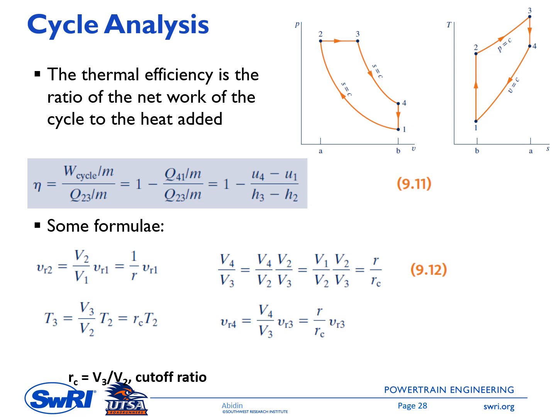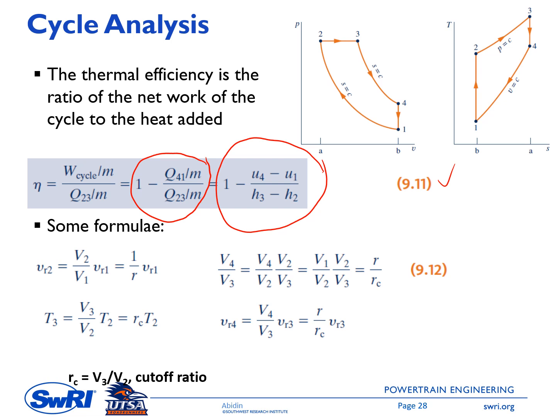The thermal efficiency is the ratio of the net work of the cycle to the heat added. So this is W cycle over Q23. Q23 is what we pay for, so this is coming from the fuel combustion. And then you can modify the equation to be 1 minus Q41 over Q23, equation 9.11. So this is the formula for the thermal efficiency of the ideal diesel cycle.